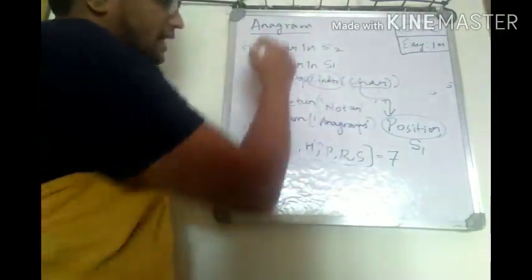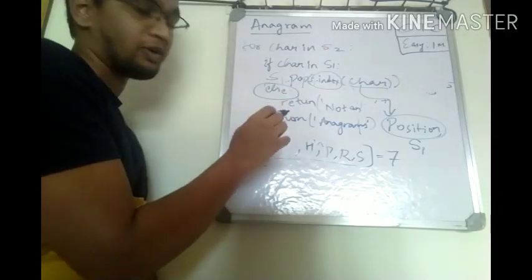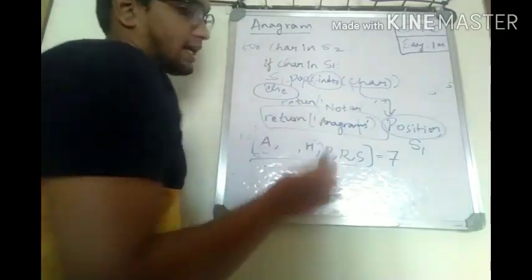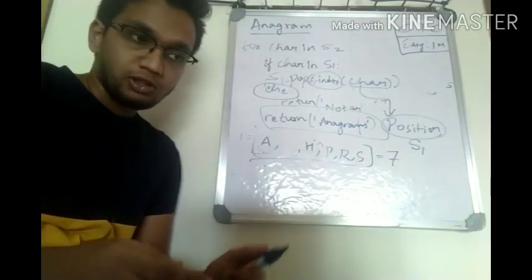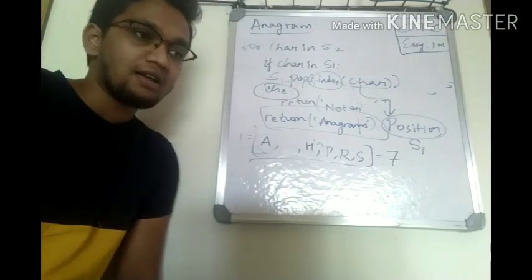So if this cycle continues and not even one time the else gets executed, then those two are anagrams. This is one part of the solution. There is a much more efficient way of calculating it using hash maps.